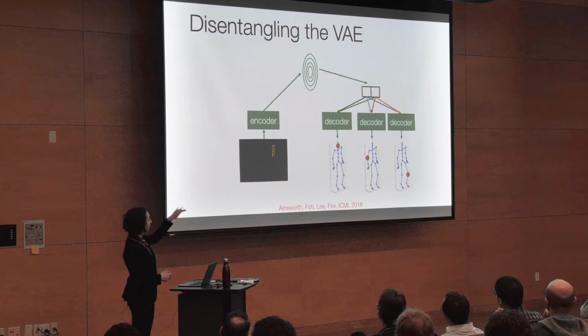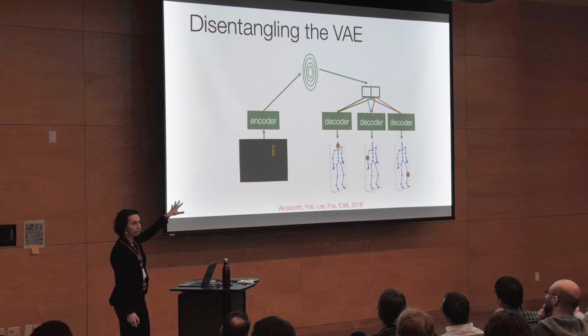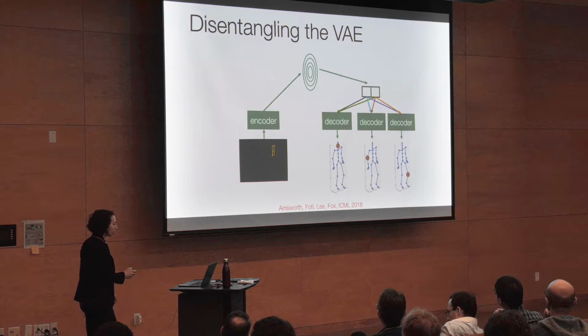All these decoders and the encoder are coupled, however, because they share the same latent space and they're jointly trained with the encoder. We refer to this model as the output interpretable VAE, or OIV.